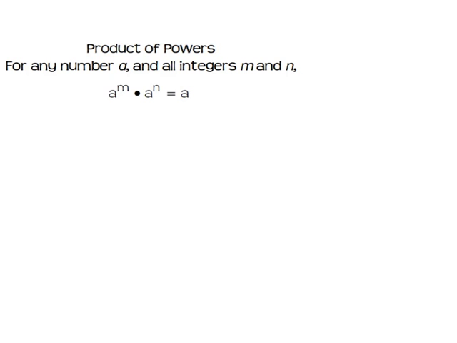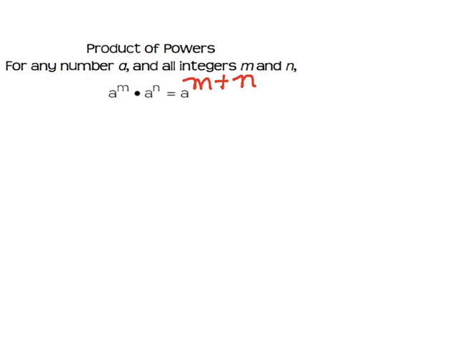The first thing we're going to go over is the top of the notes, where it says product of powers. It reads, for any number a and all integers m and n, a to the m power times a to the n power will equal a to the m plus n power. That's the actual law or rule. Sometimes we call these laws of exponents, sometimes rules of exponents.